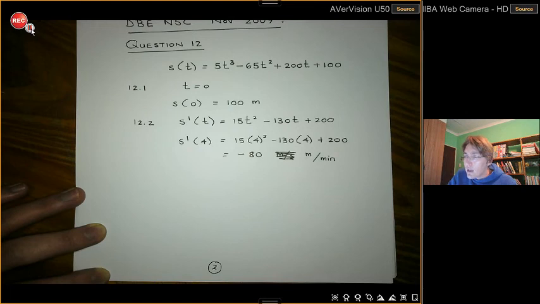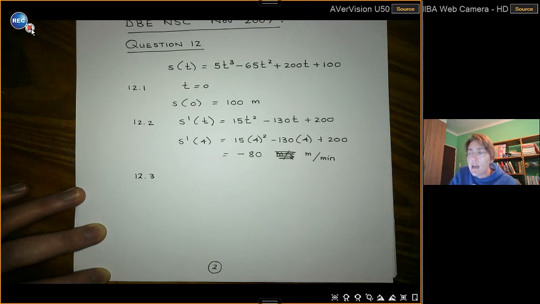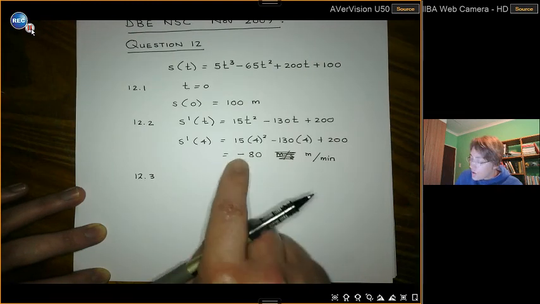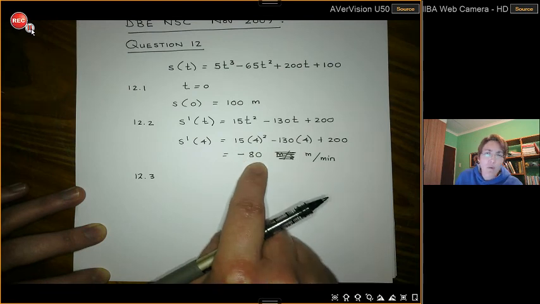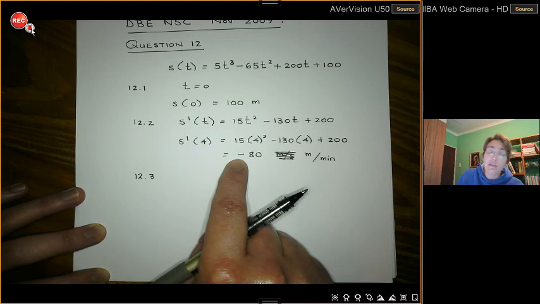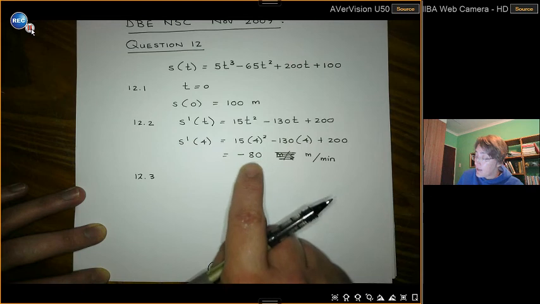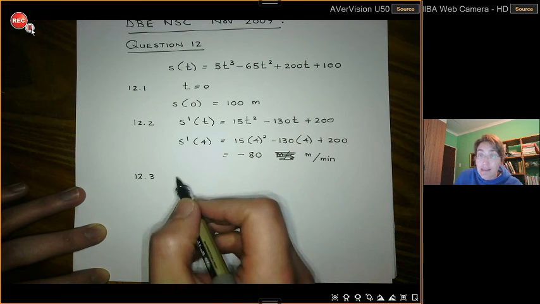Now, the next one then is 12.3, and in 12.3 they ask a very interesting question. They say, interpret your answer to question 12.2. Now, that interpretation specifically refers to the minus over there. And the reason it refers to the minus over there is because 80 in itself is not really all that interesting. But we've spoken about it before with calculus of motion specifically, where we said you can actually have negative velocities in this case. Or you can also have, in this case, a negative rate of change. So that negative rate of change specifically refers to the fact that it is decreasing.